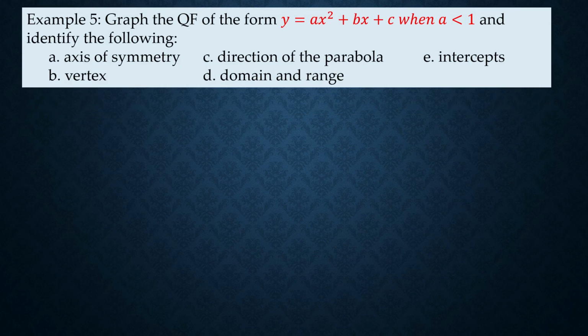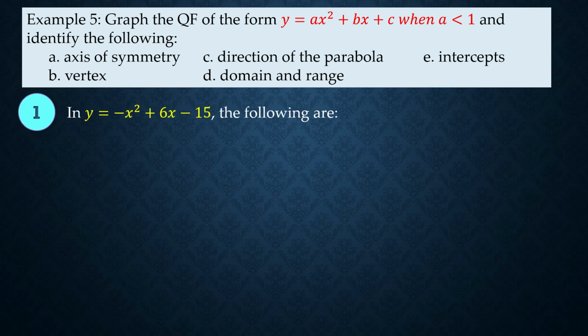So, moving on to example number 5. Graphing a quadratic function of the standard form, y is equal to x squared plus bx plus c, when a is less than 1. Earlier, a was 1. Now, a is less than 1. The value of a cannot be 0, because if a is 0, it is not quadratic. So probably, the value of a is negative. And then identify the same 5 components.